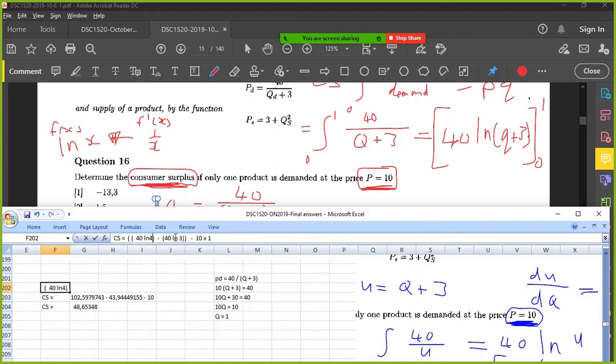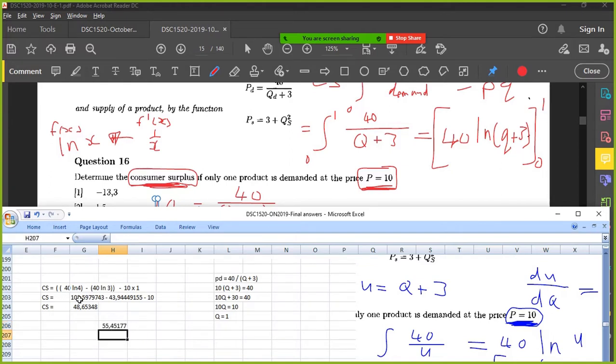Okay, and then we've got 40 ln 3. That's correct. Okay, so obviously it's just the 1, not a 10. Okay, and then you've got P times Q. P times Q is 10 times 1, so that's fine. Alright, so we just need to fix the first bit. So the first bit, 40 ln 4 is how much? 40 times bracket ln bracket 4, close bracket, answer.